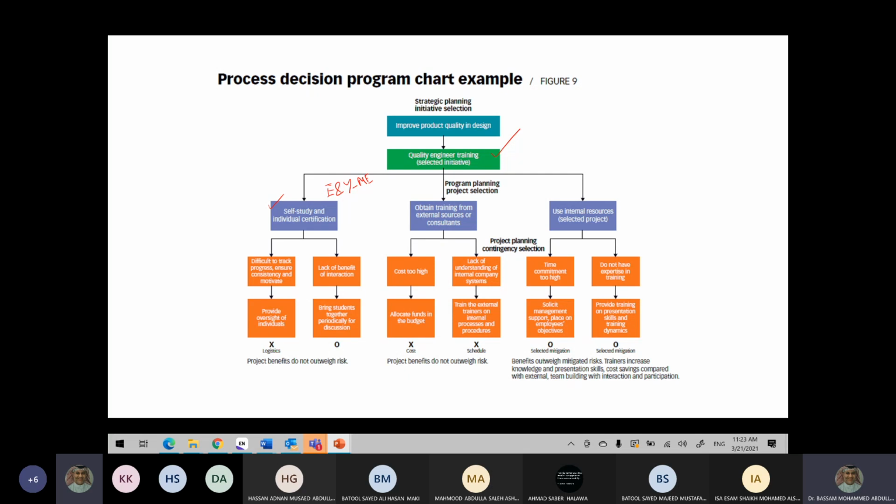Now, what are the problems related to that? It's very difficult to track the progress. Very difficult. And sometimes it's also difficult to motivate. So it's not only tracking, it's also motivation. First thing, tracking. That means if I have 100 staff members, how can I track everyone by himself or herself? It's not easy. How can I track every one of the 100 staff members to see that they are studying, studying to get a certificate? So it's very difficult to track.